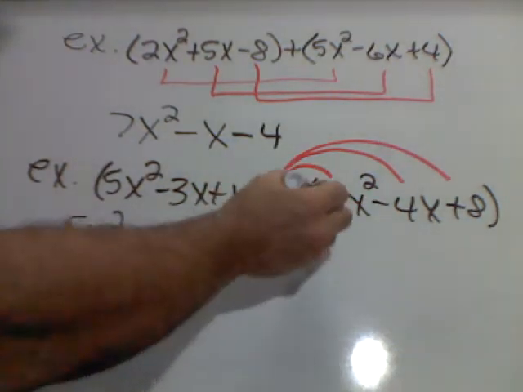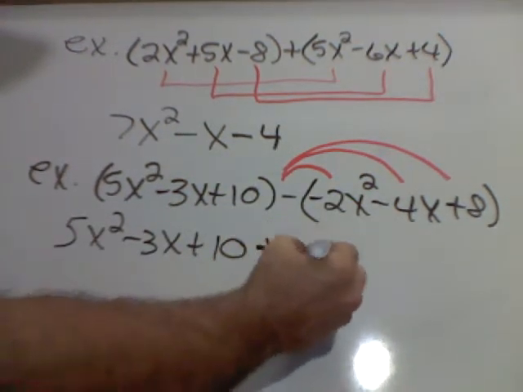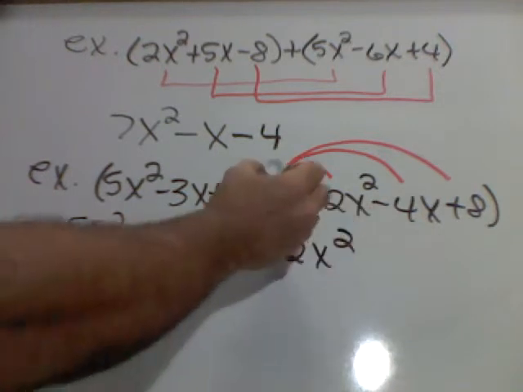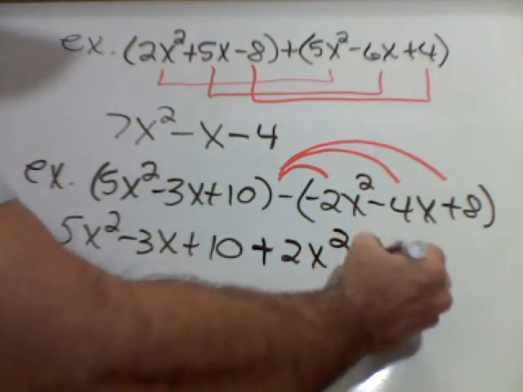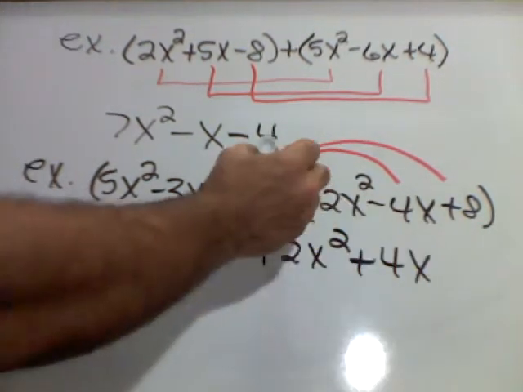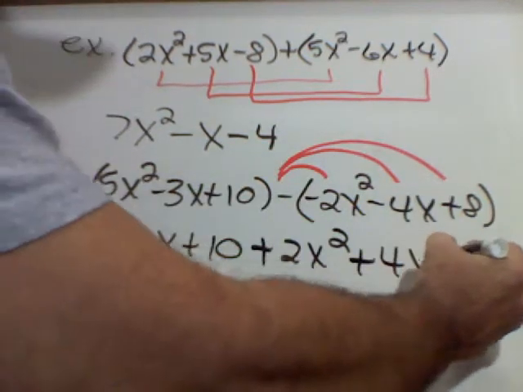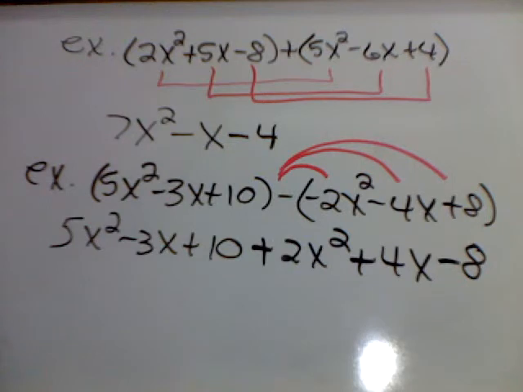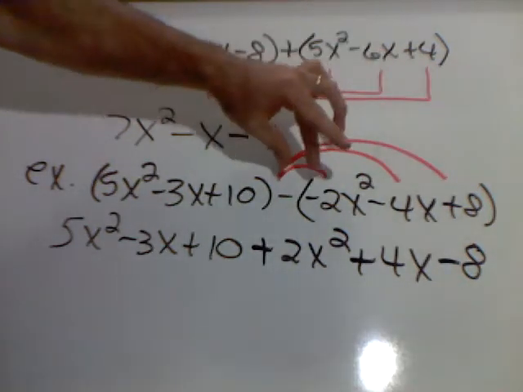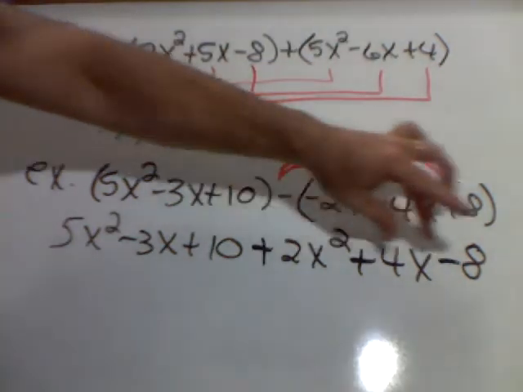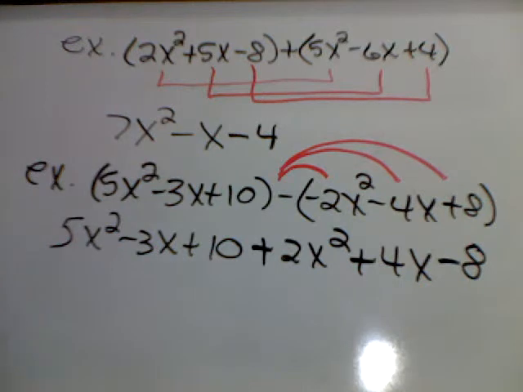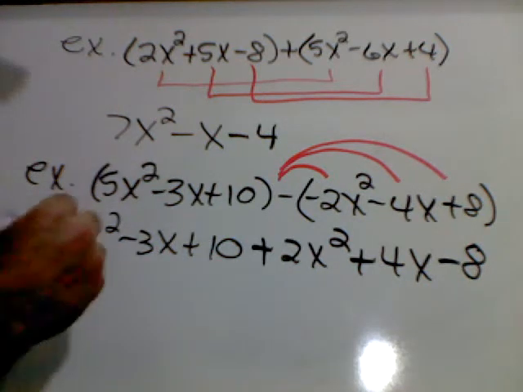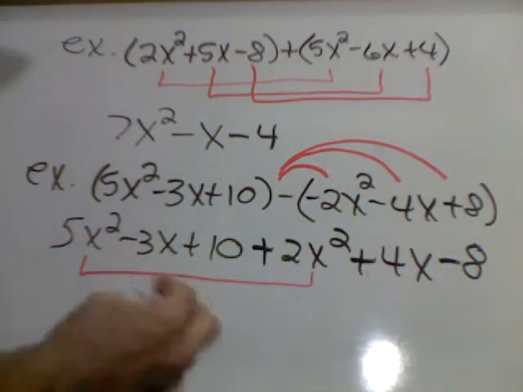Now, I'm going to multiply this negative times all three of those. So negative times negative makes a positive 2x squared. Negative times negative makes a positive 4x. Negative times positive makes a negative 8. So if you notice, dropping parentheses following a subtraction changes all the signs of the numbers that were inside the parentheses.